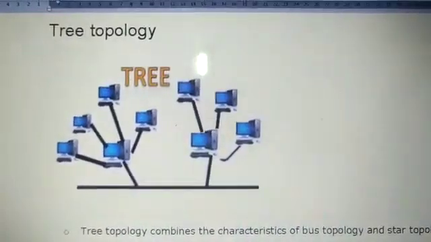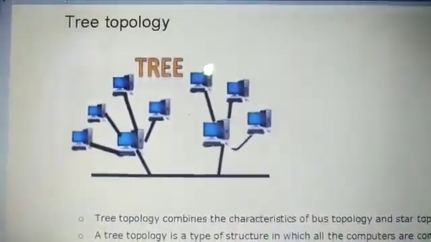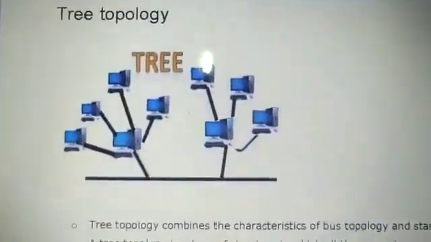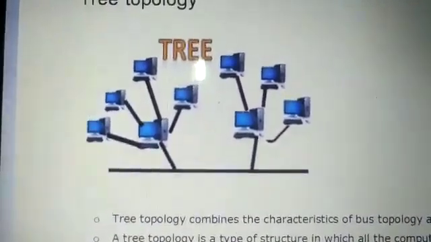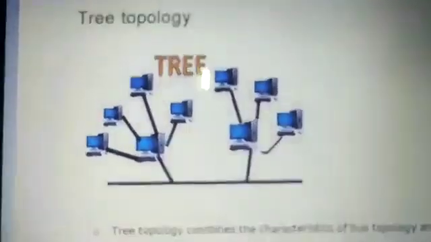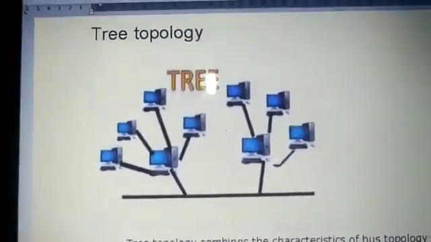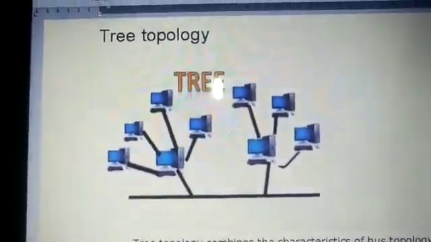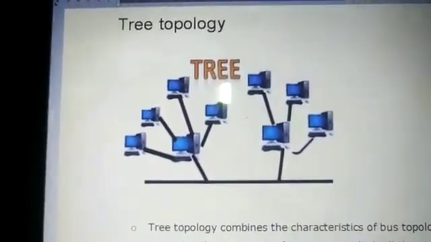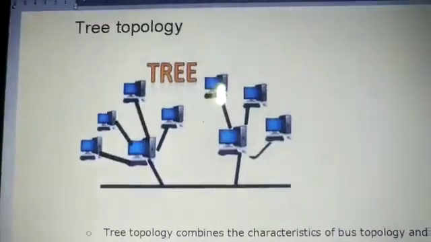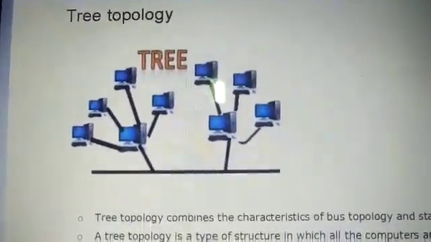So there is a concept of active hub also. First, for the diagram I will explain these things. If you look at the diagram, you can see it is a mirror image of the actual tree, just the opposite. If you place a mirror next to how a tree is actually standing, the image you get is the mirror image of it. So that's why this topology is named the tree topology.